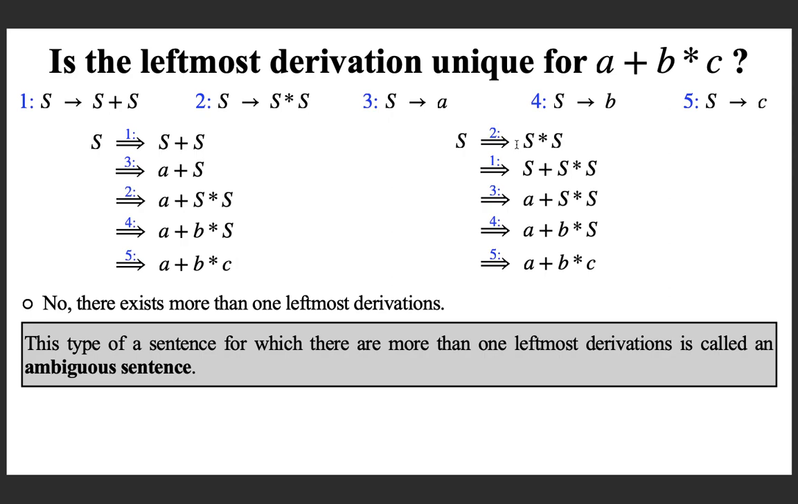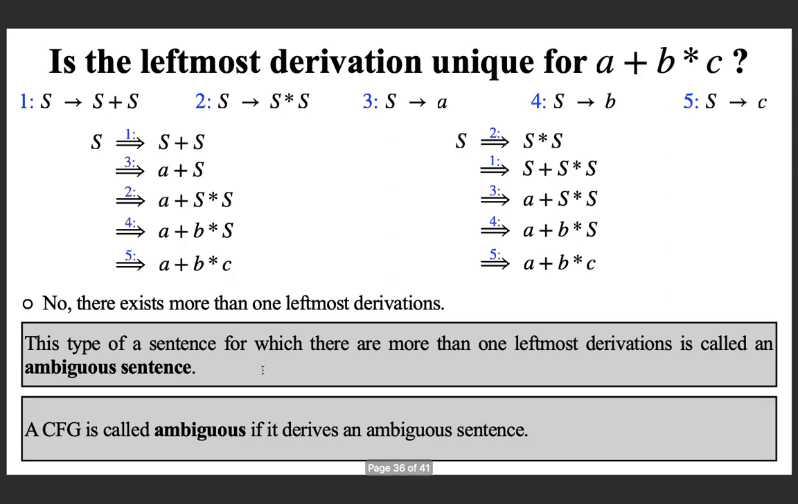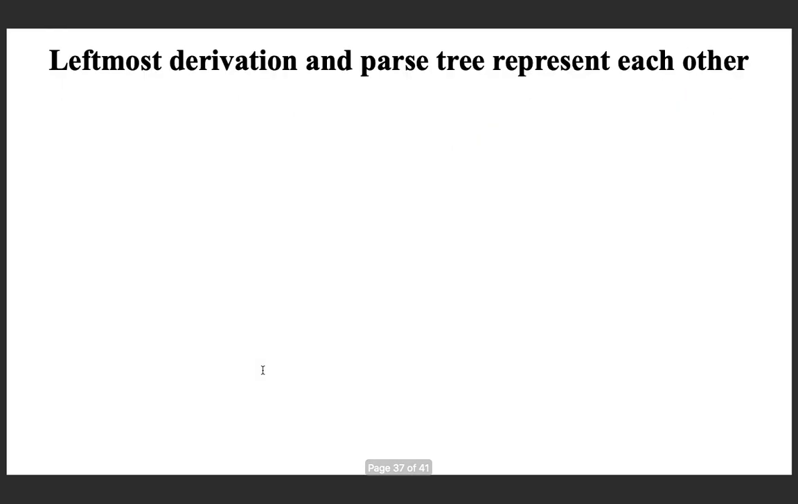I hope the definition of ambiguous sentence or ambiguous terminal string is clear: when that string can be derived using more than one leftmost derivation. And a grammar is called ambiguous when it derives an ambiguous sentence. If there exists at least one ambiguous sentence or terminal string in the language of the grammar, then the grammar is said to be ambiguous. So, these are very important concepts in the language theory and formal representations using grammar.